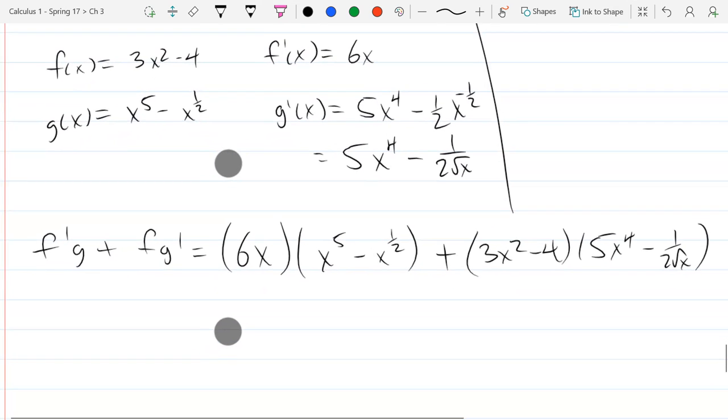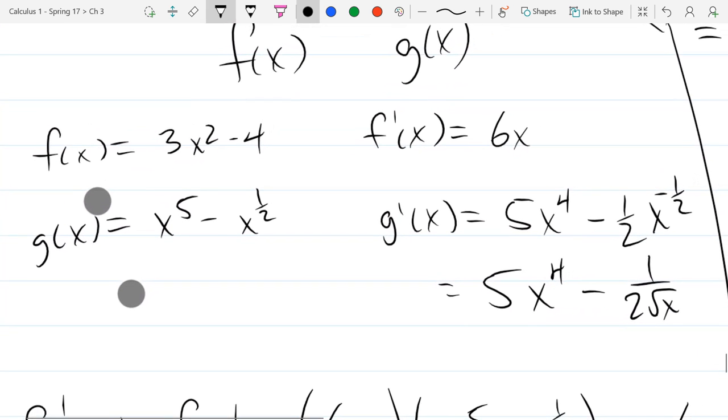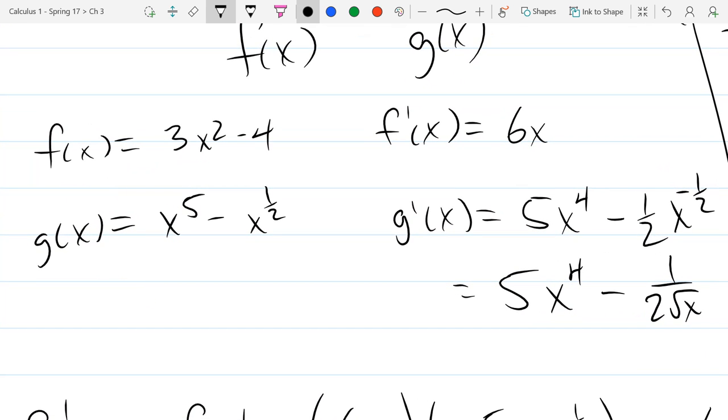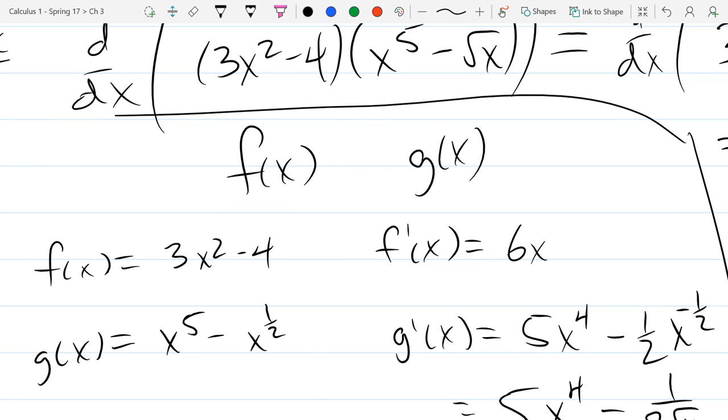So this is the first part. I need to figure this stuff out. So the 6x, as you said, came from the 3x squared minus 4. I just picked f and g off: f was the first function being multiplied, and g was the second function being multiplied. So I just went here and said, all right, f's the first one, g's the second one. So that's how I got the f and g on the left.